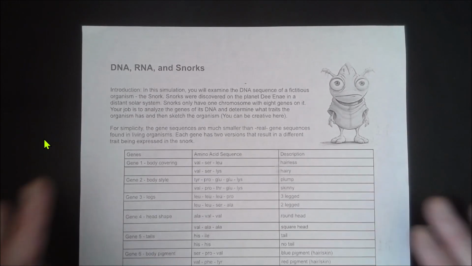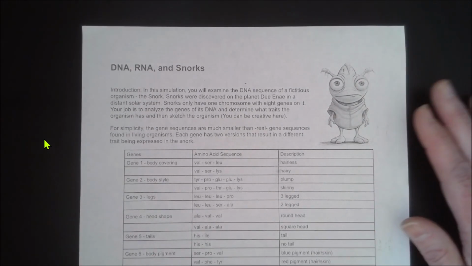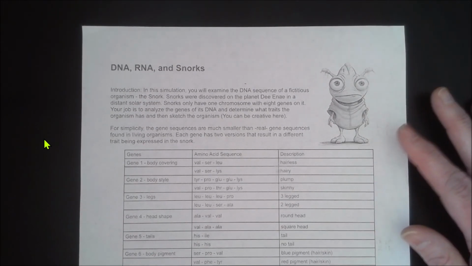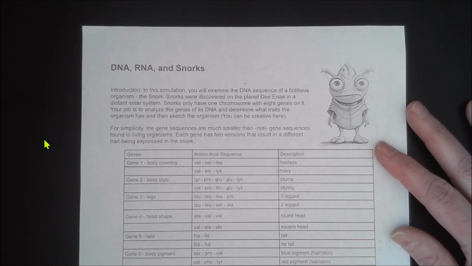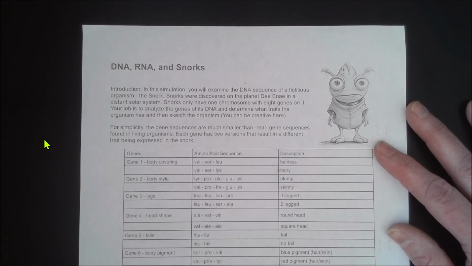So what is a Snork? Well, let's talk about what a Snork is. A Snork is a fictitious organism that was discovered on the planet DNA in a distant solar system. Snorks only have 1 chromosome with 10 genes, not 8, it actually has 10 on it. Your job is to analyze the genes of the DNA and determine what traits the organism has, and then sketch the organism. You can be creative here.